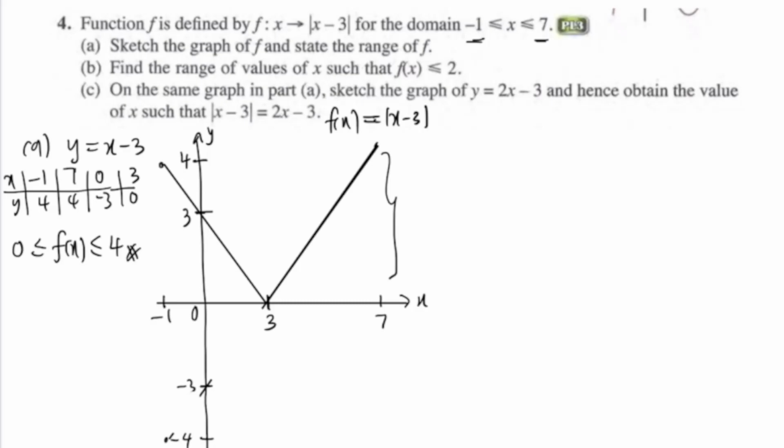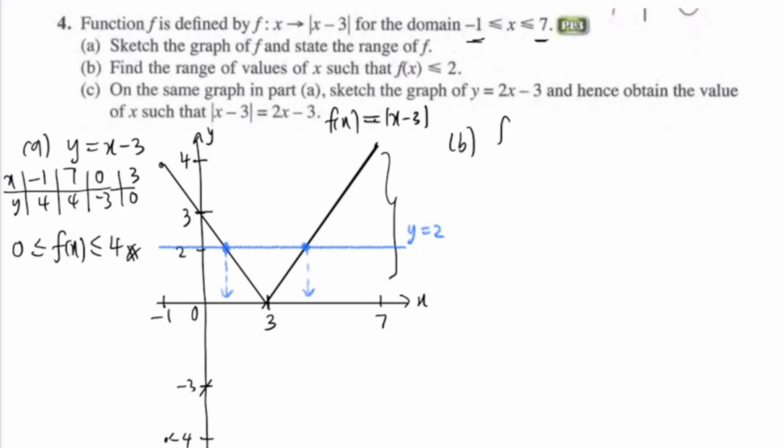B. Find the range of values of x such that f(x) is less than 2. Okay, we can use a graph. Before we do, you can see here that 2 is probably here. I'll just show you by drawing a horizontal line. You notice that y equals 2 would actually intersect the graph at 2 points. Our job is to find what these two values are, to find the range of values.